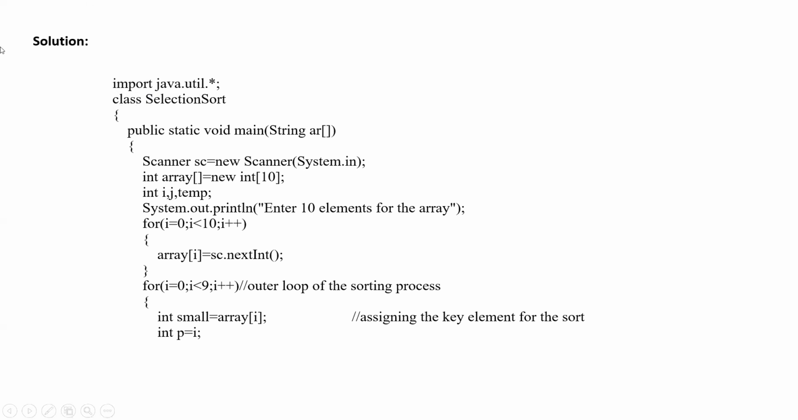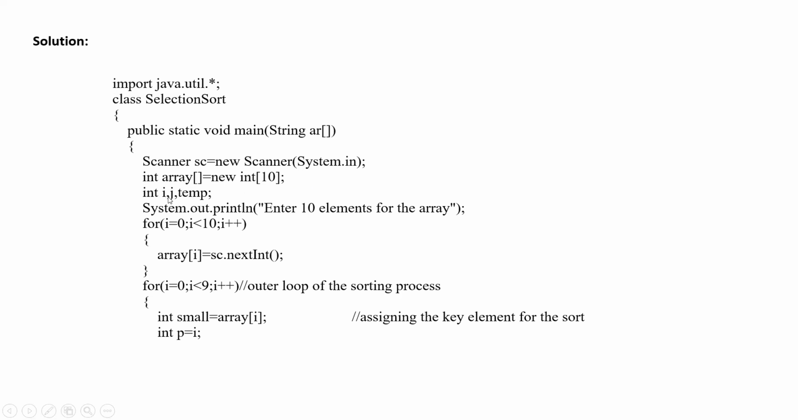Then the main method. In the main method, we have used the scanner class object to take the input. First, we have declared the array: int arr[] = new int[10]. This statement is the declaration and memory allocation of the array.